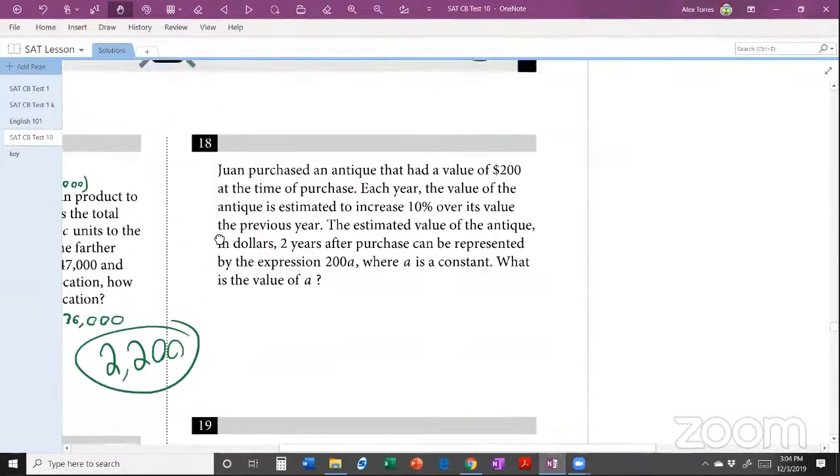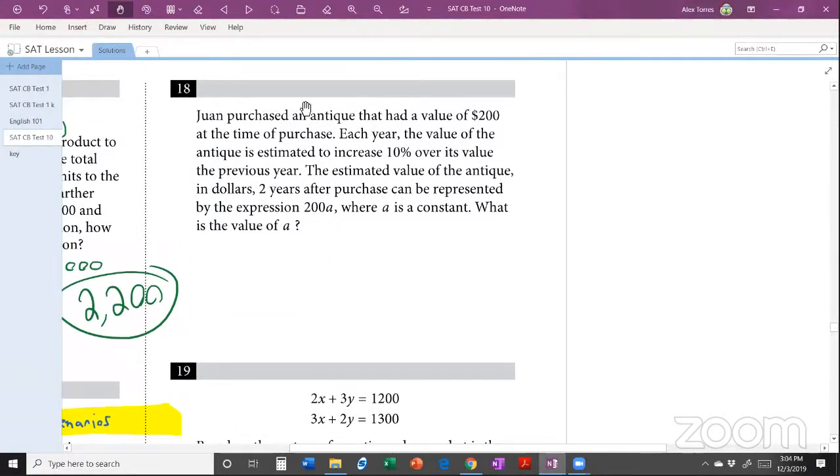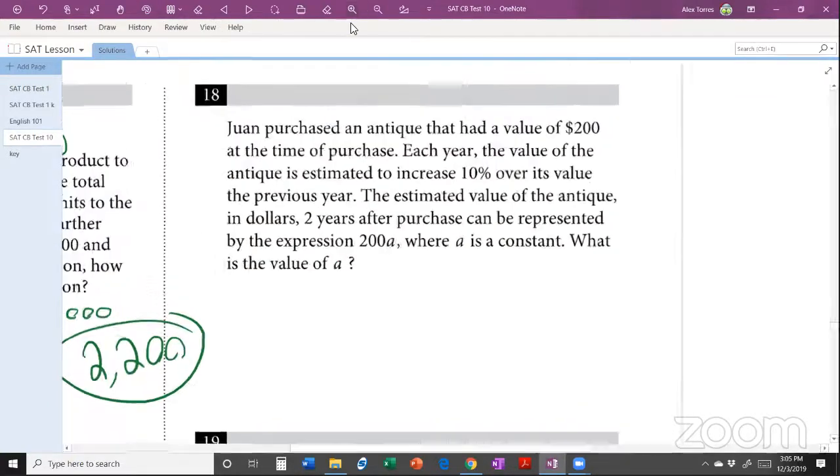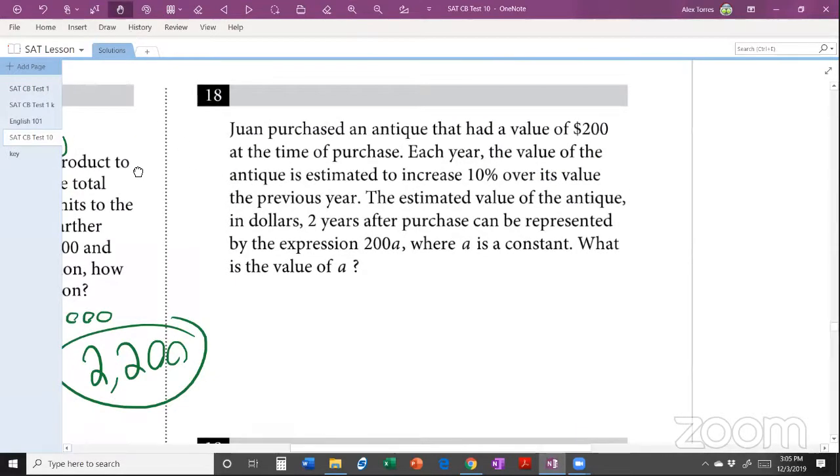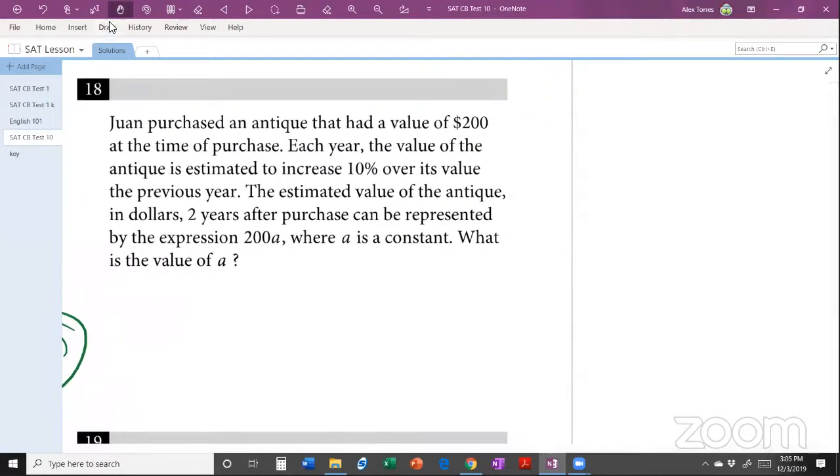Now we're going on to 18. Juan purchased an antique that had a value of $200. The value is estimated to increase 10%. The estimated value 2 years after is equal to 200a. So I'm not reading word for word, and that's a huge skill you always want to refine on the SAT: the ability to get value out of something, to get comprehension without necessarily reading word for word, which is more time consuming. It's a nice balance of being able to do that and also be as careful as possible. But what are they talking about here?